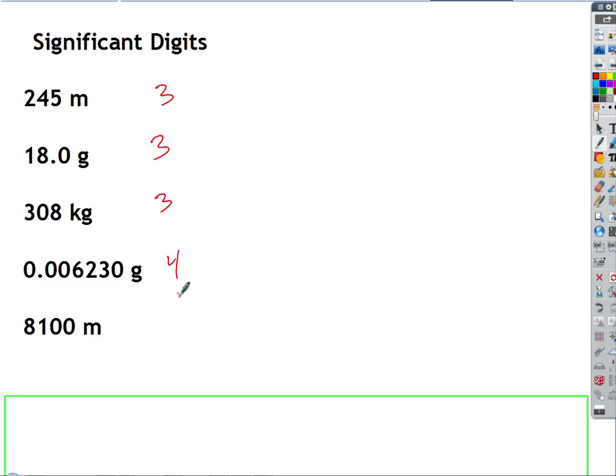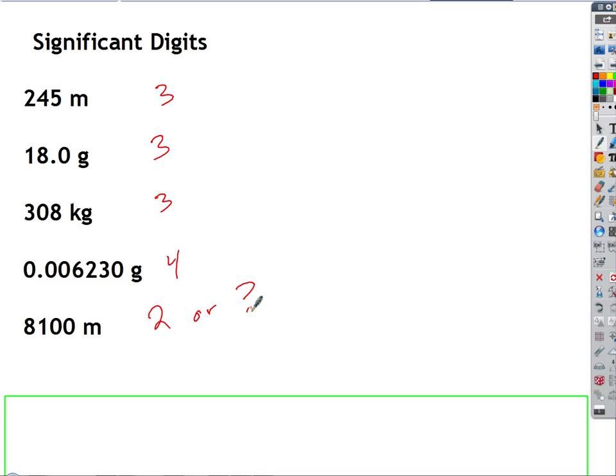How about this one? 2. Okay, I'll accept 2, but what's another answer? Maybe 4. I mean, maybe, we don't know. How come? Because they didn't put the period. Okay, because we don't really know where the significant digits stop there, right?